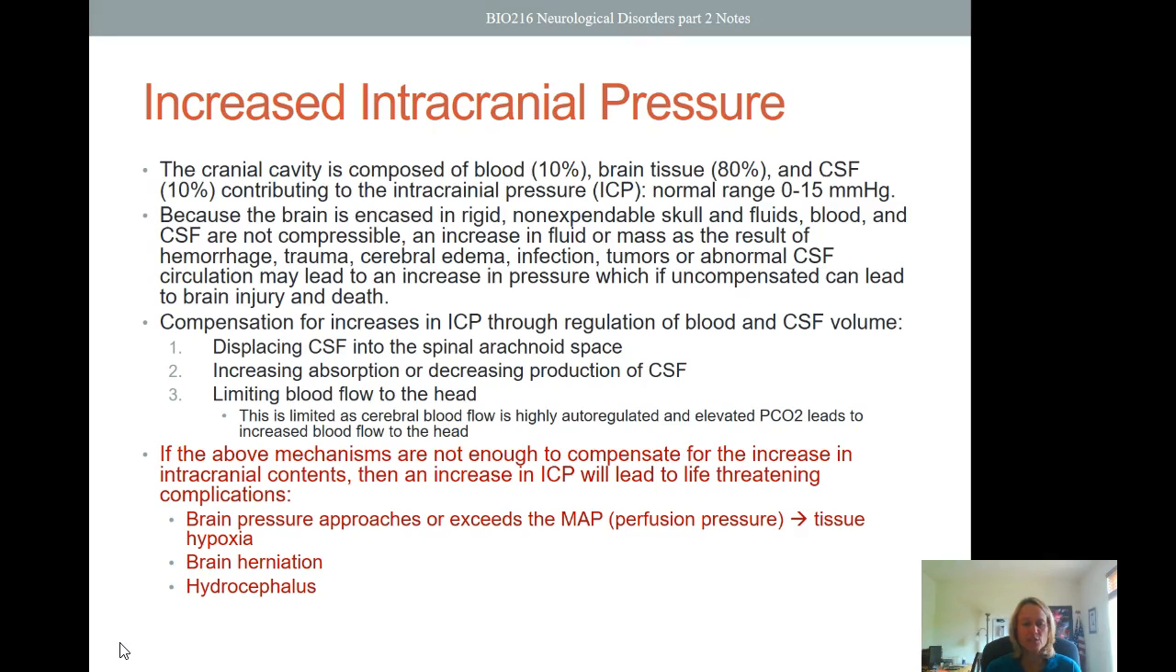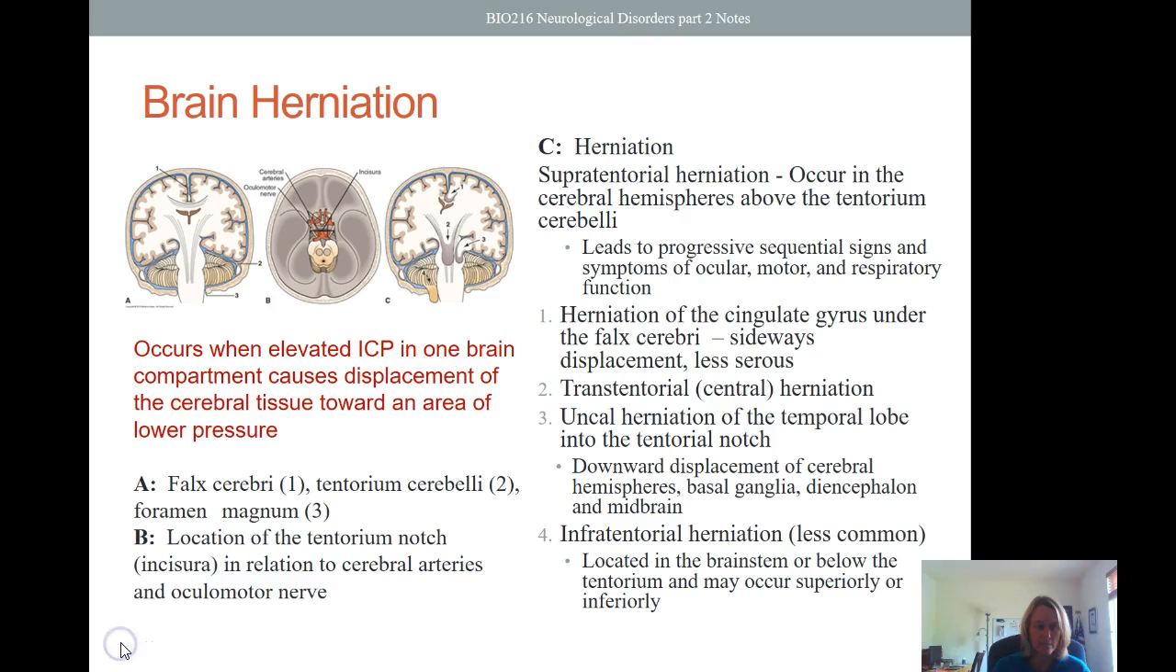For instance, as brain pressure approaches or exceeds the mean arterial pressure or perfusion pressure, then that's going to lead to tissue hypoxia because we can't get new blood to the brain. It can also cause brain herniation and hydrocephalus.